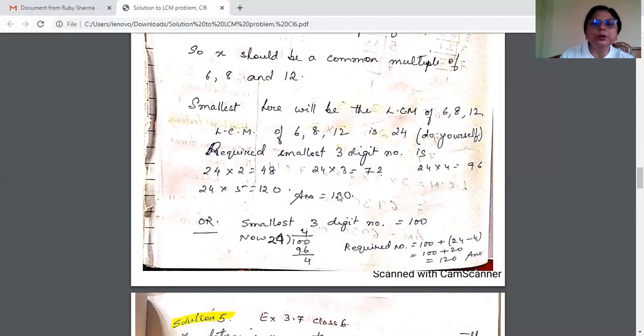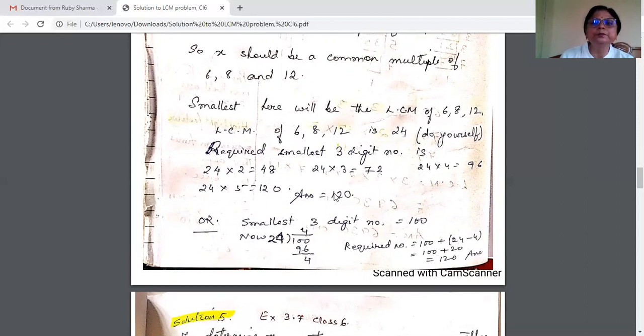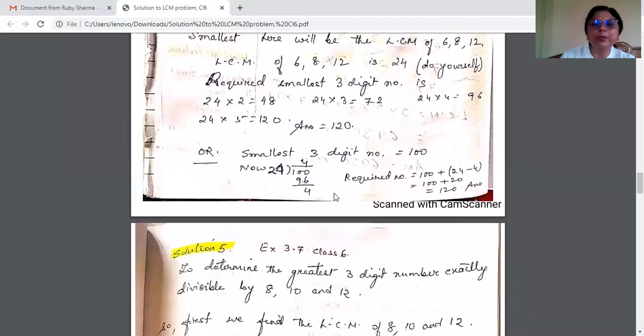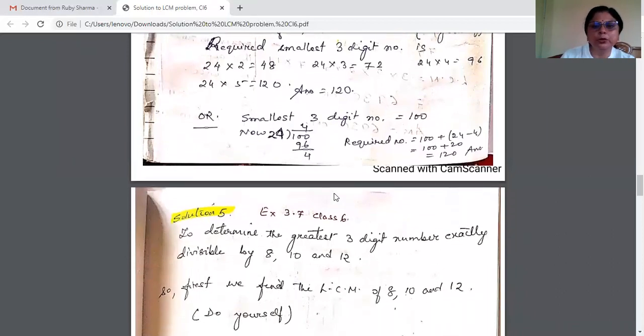So you can stop here, you can do this method also, because you want a 3-digit number and the smallest 3-digit number. And also it must be the common multiple of 6, 8 and 12. So you find the LCM and accordingly you find the tables, the next common multiples, isn't it? And when you get the smallest 3-digit number, you get that.